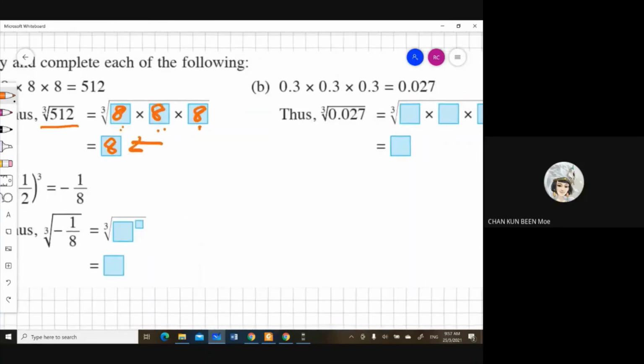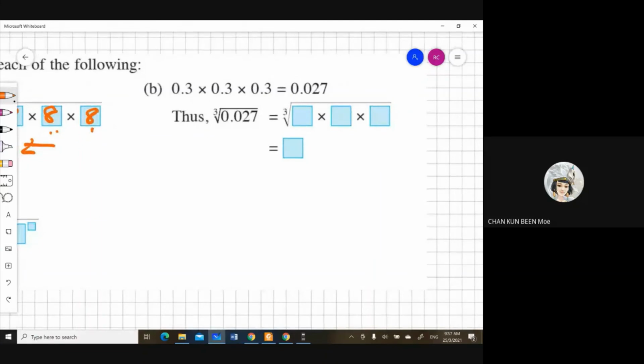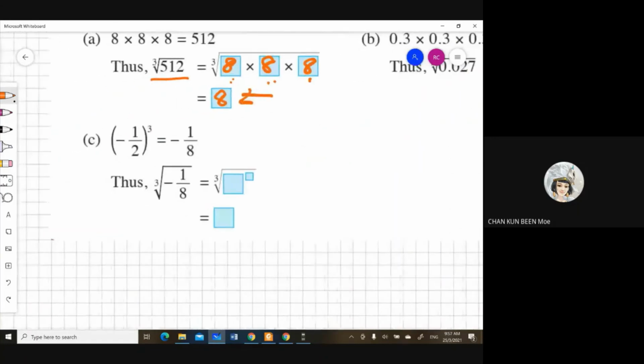Then I move on to the decimal number here. So tell me what I should fill in here. 0.3. Very good. 0.3, all of it, right? What is the last answer? 0.3. It is also 0.3. Okay, thank you. Next one here for the fraction. What should I fill in for the small box here? 3. Very good. The big box?